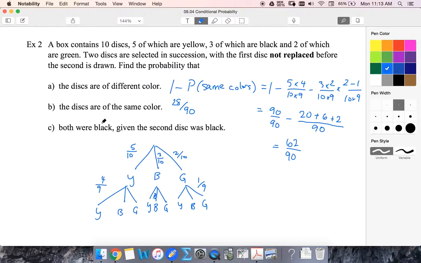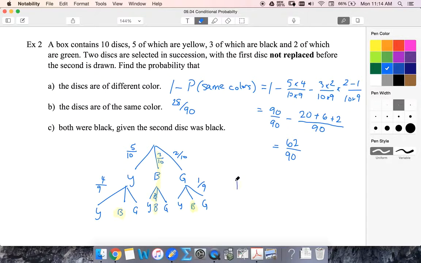Okay. Both were black given the second disc was black. So now, given the second disc is black, that means I'm looking at these options. Here the second disc is black, here, and here. So that's my given probability. That's going to be my denominator. Both were black means this option here, starting black and ending up black. So this top part is my numerator. That's my only way that they're both black given these 3 options on the bottom.